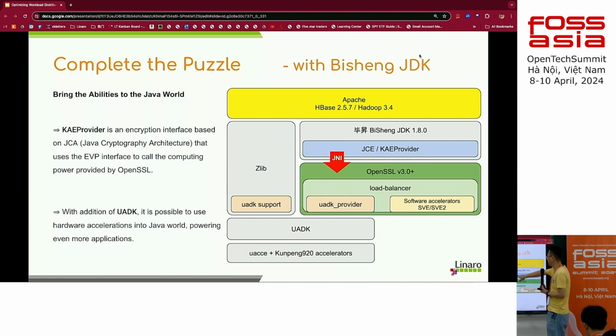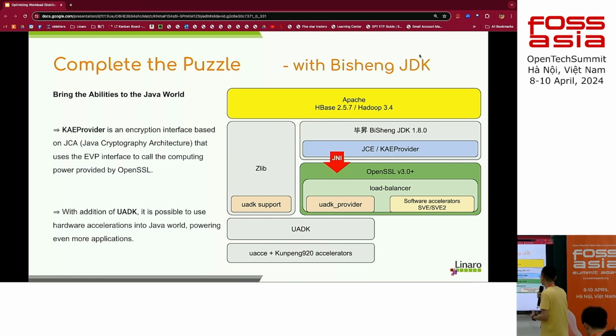Then we implemented this for Java. Most of the applications in the big data world right now are written in Java, such as Hadoop, HBase, and much more. So we need to export this load balancing capability to the Java world. Our method is to implement another provider, which they also call a provider in the Java world. Sorry about that. People like this name, I guess.